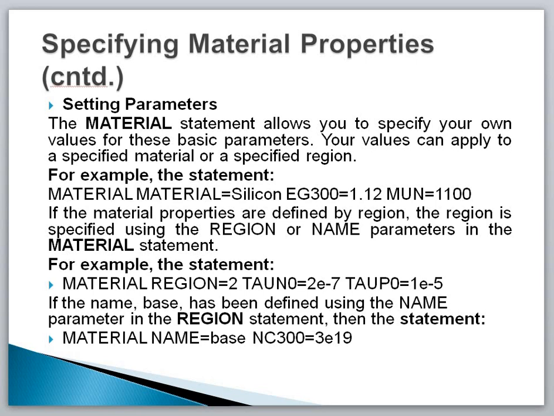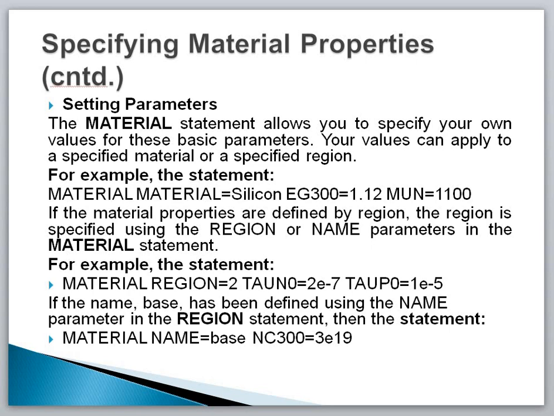If the material properties are defined by region, the region is specified using the region or name parameter in the material statement. For example, the statement material region 2 with the properties TAUN0 2E-7, TAUP0 1E-5. If the name base has been defined using the name parameter in the region statement, then the statement would be material name base NC 3.03E16.